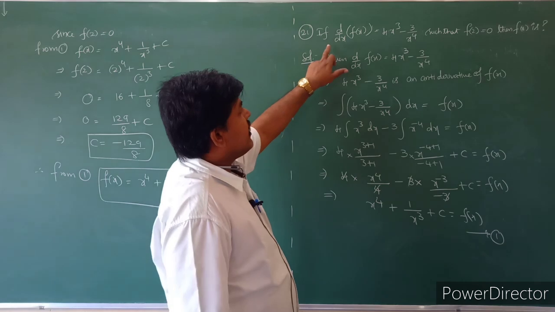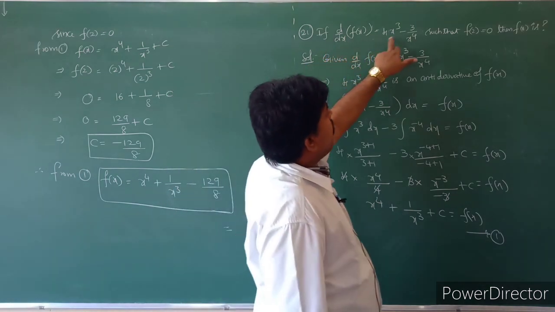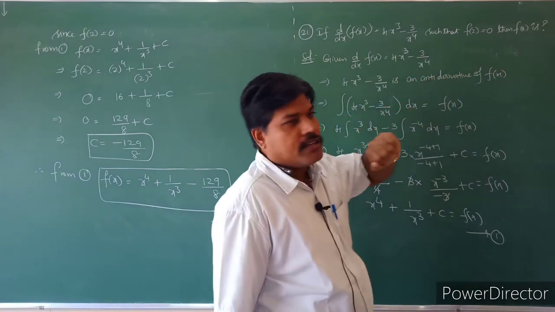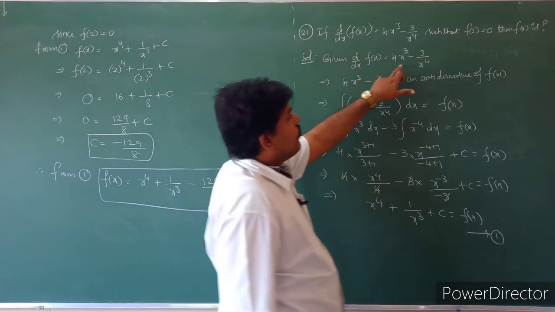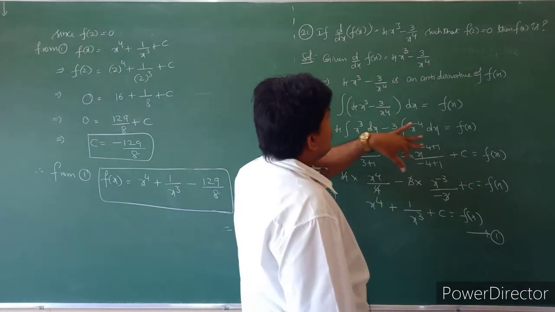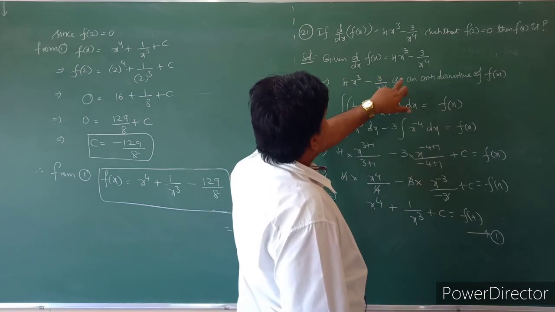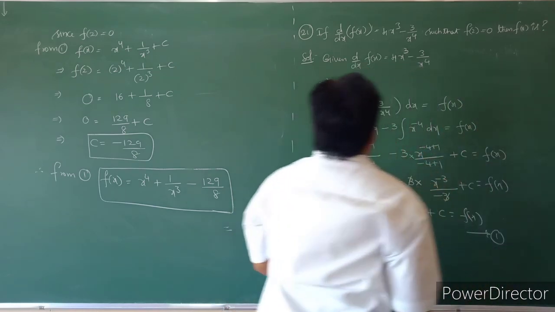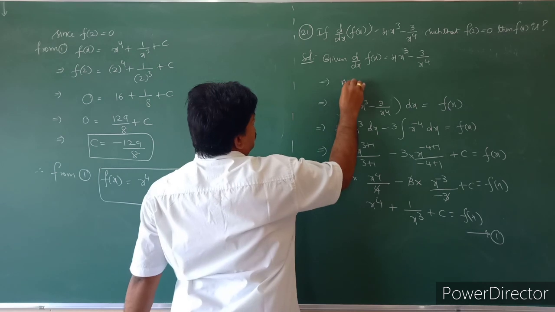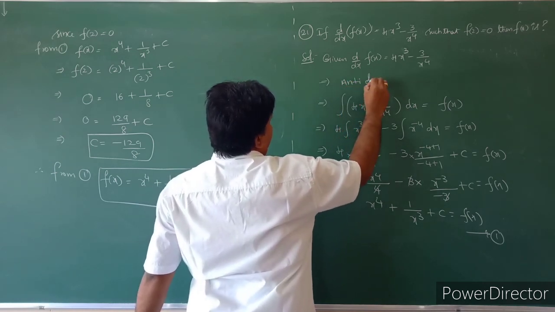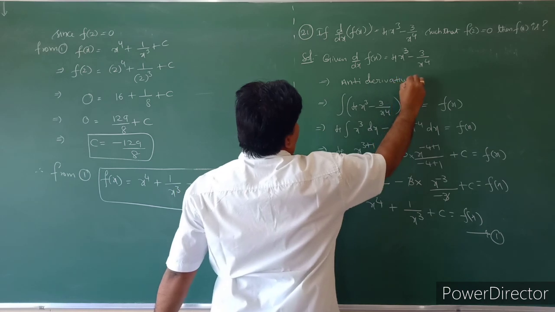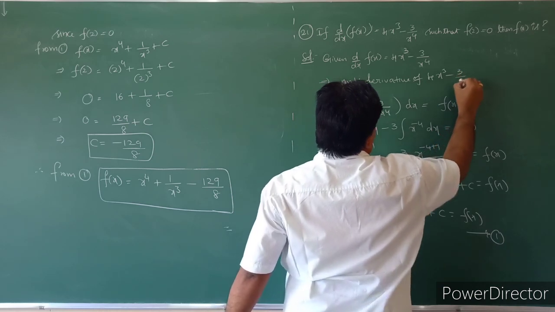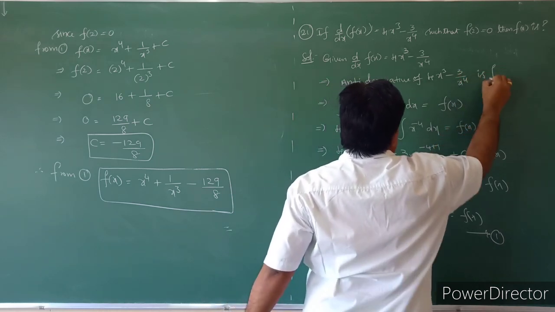So see that question, students. What they are given: the derivative of f of x is equal to 4x cube minus 3 by x power 4, such that f of 2 is equal to 0, then the f of x value they are asking. So the derivative of f of x is equal to 4x cube minus 3 by x power 4. That meaning is antiderivative of 4x cube minus 3 by x power 4 is f of x.